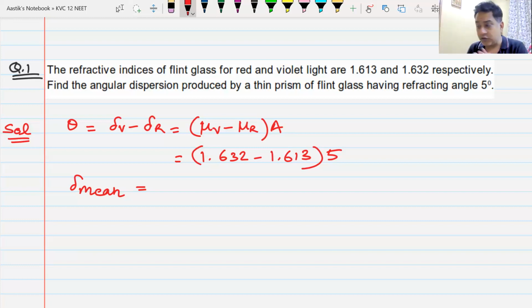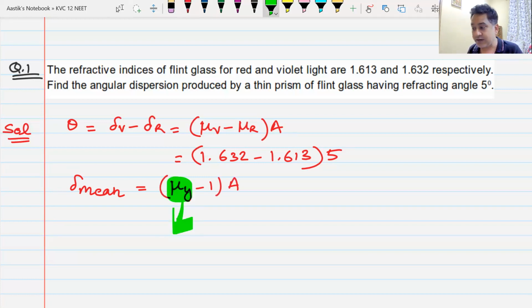Okay, so if they had asked the mean deviation, how would you find out? The formula for mean deviation is the deviation in yellow light. Now the deviation in the yellow light can only be calculated by mu yellow. Oh, you can hear me now, sir. 1.6225. Okay. So how did you get it? You have to calculate like this. The only problem here is we don't have mu y. How do you calculate mu y?